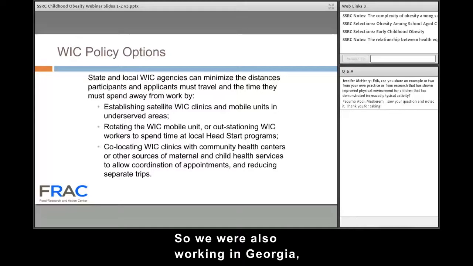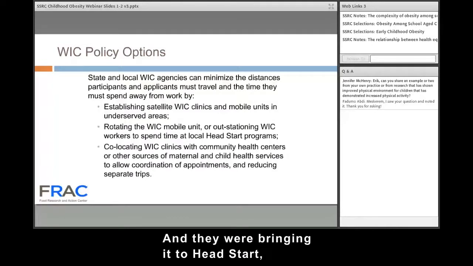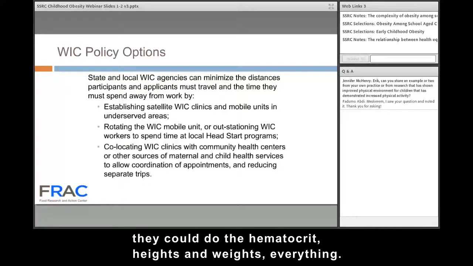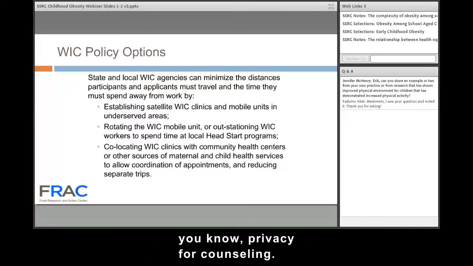So we were also working in Georgia, and they had just gotten pilot money from USDA to buy a mobile unit, and they were bringing it to Head Start. And that way they could do the hematocrit, heights and weights, everything. They basically had a WIC clinic in there, and they had privacy for counseling.